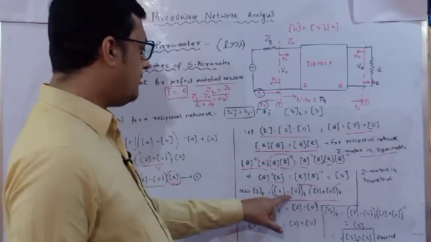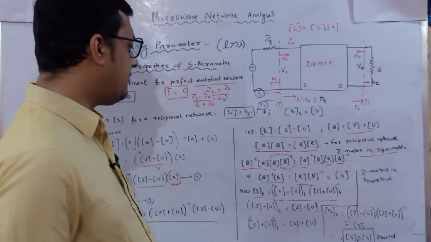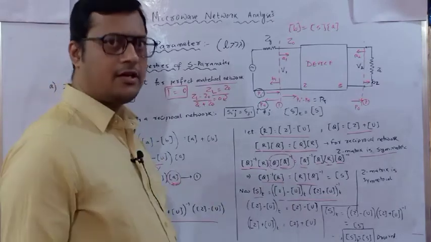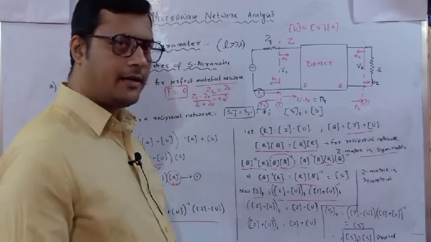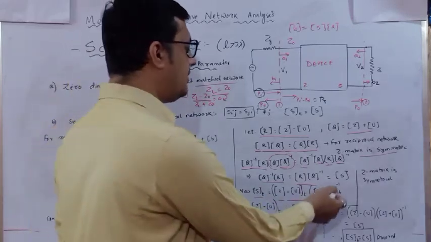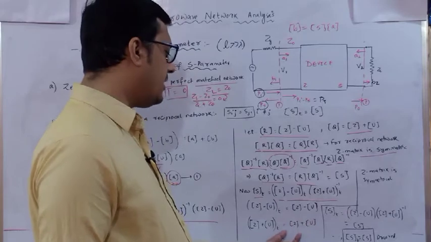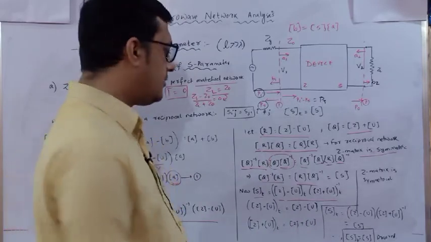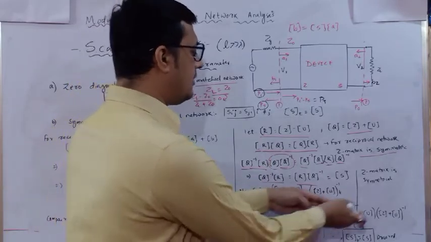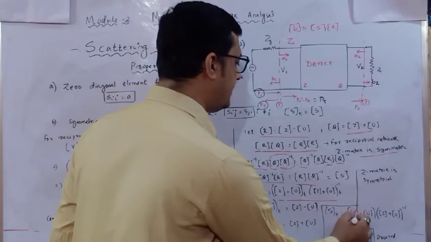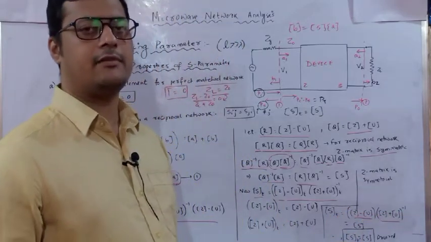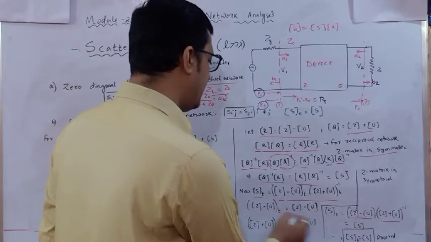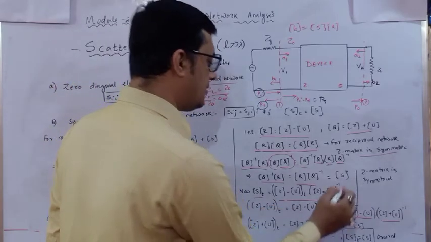Now in place of Z minus U, you have to substitute: if it is a reciprocal network, then (Z minus U) transpose will become Z minus U, and (Z plus U) transpose you will get as Z plus U. So substituting these two values, it is Z minus U, Z plus U inverse. It is nothing but S. So this S transpose is equal to S.